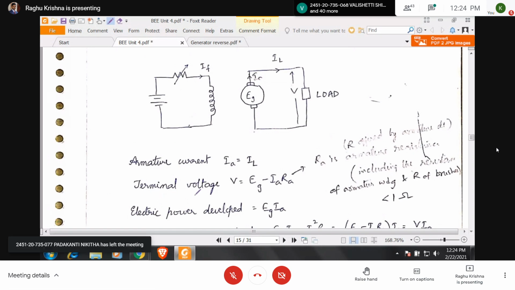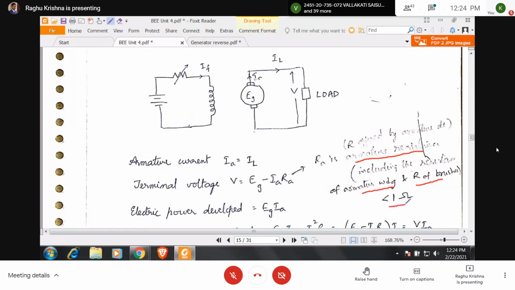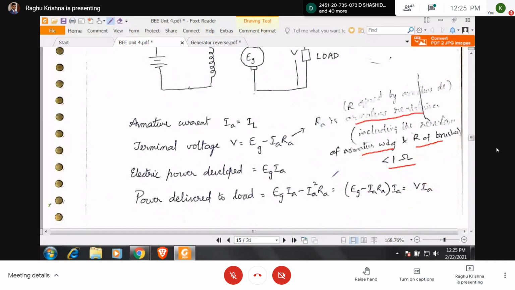So terminal voltage V equals EG minus IA RA. RA is armature resistance, which includes the resistance of the armature winding and the resistance of brushes. This will be less than 1 ohm, so generally this voltage drop is negligible.